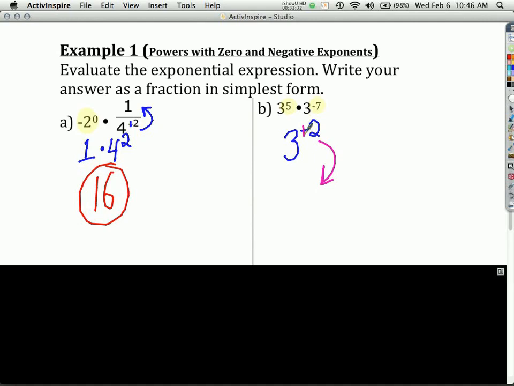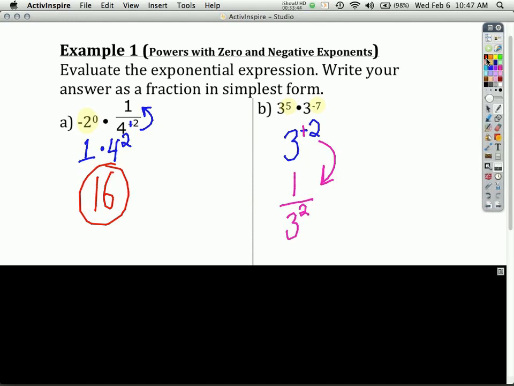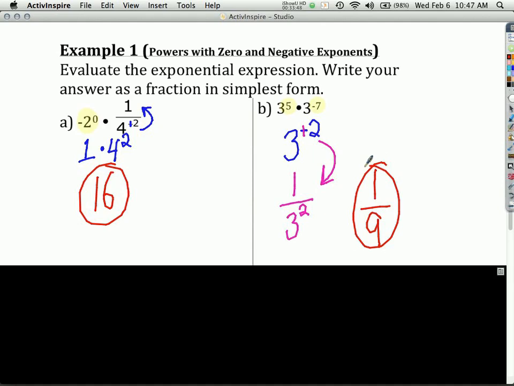So what will this become? Tanya? 1 over 3 squared. Yeah, 1 over 3 squared. And now just do 3 squared, which is 9. You get 1/9. Okay? Comments or questions so far? Okay.